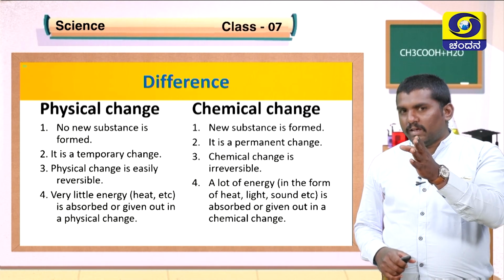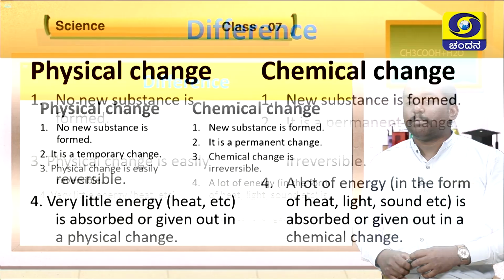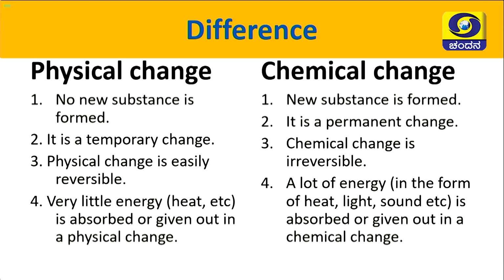Second, chemical change is a permanent change. When a substance undergoes chemical change, we cannot reverse this process. It undergoes permanent change. Number 3, physical change is easily reversible, but chemical change is irreversible.